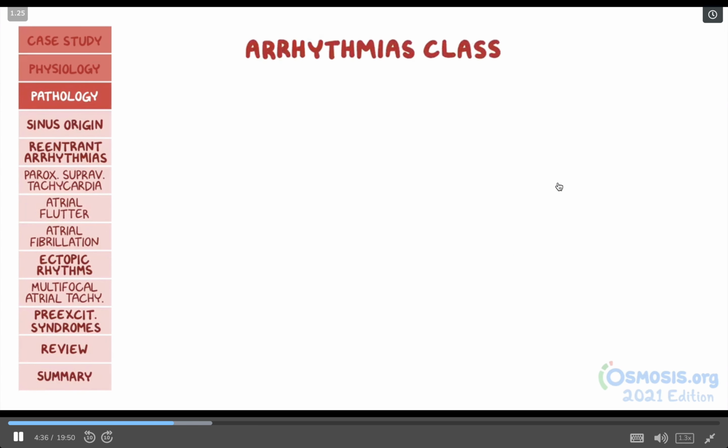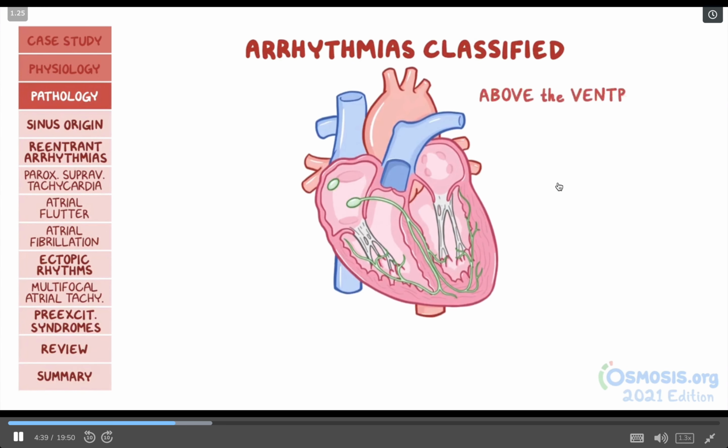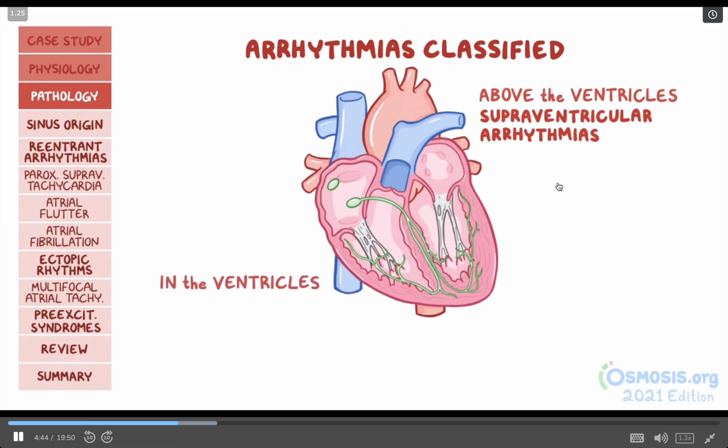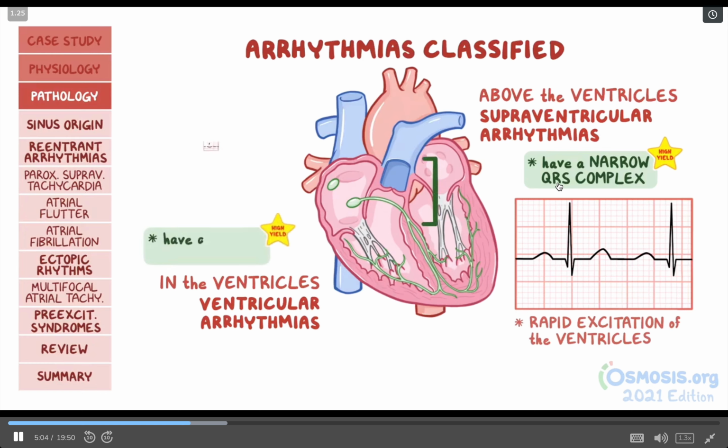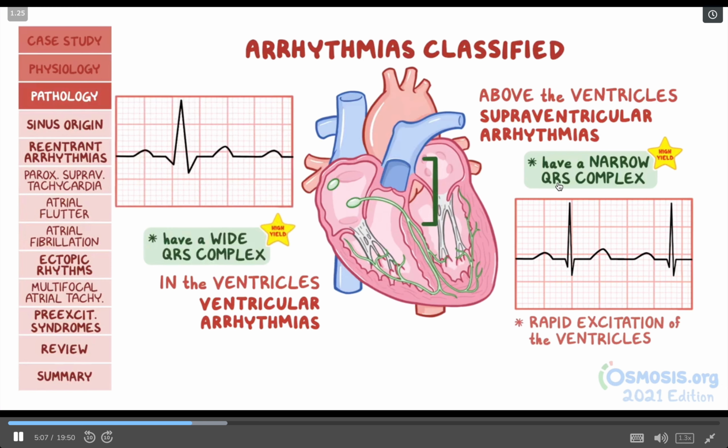Now, arrhythmias can be classified into those originating from above the ventricles, so supraventricular arrhythmias, and those originating in the ventricles, so ventricular arrhythmias. In general, what's important to remember is that supraventricular arrhythmias have a narrow QRS complex because there's a rapid excitation of the ventricles, which means the arrhythmia is originating above or within the bundle of His. On the other hand, ventricular arrhythmias have a wide QRS complex because there's a slower spread of ventricular depolarization.